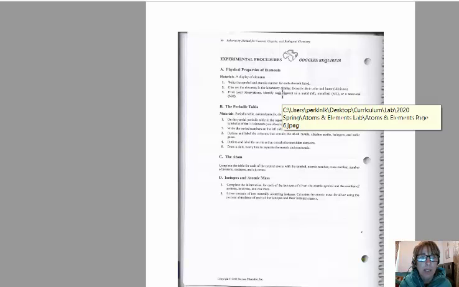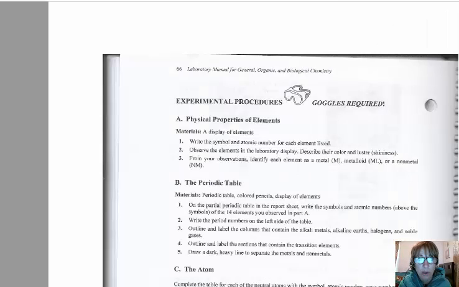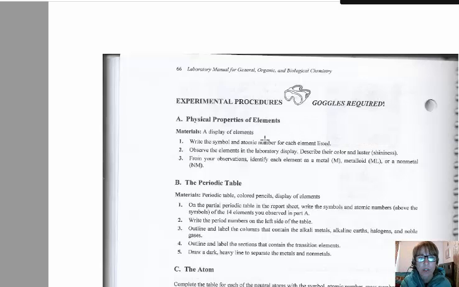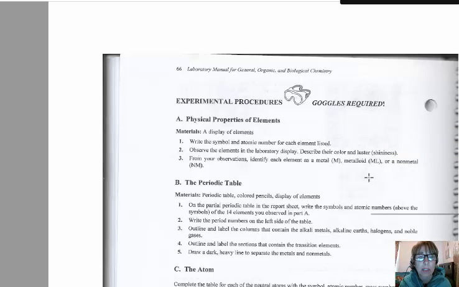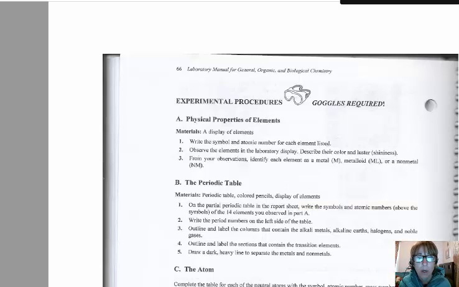So if we look at page 66 of the experimental procedure, let me make that a little larger so we can see it. Part A is physical properties of elements. So that's basically some of the descriptions, some of the observations we can make. So materials are a display of elements. If we were doing this in the lab, there would be jars of various elements throughout the lab that you would pick up and look at. So what we're going to do instead is we have photos of these elements. So you're going to take a look at the photos of these elements, observe them, and then from your observations identify them as a metal, metalloid, or nonmetal.